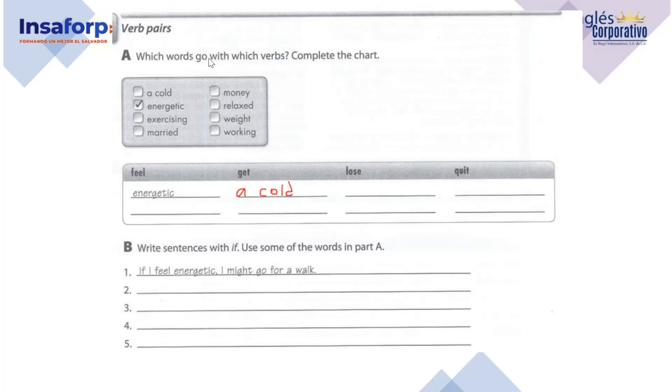If I get married, I'll do it for life. Can you read the second one more time? If I get married, I'll do it for life. Oh, that's so cute of you. Amazing. Carry on. Continue, please.